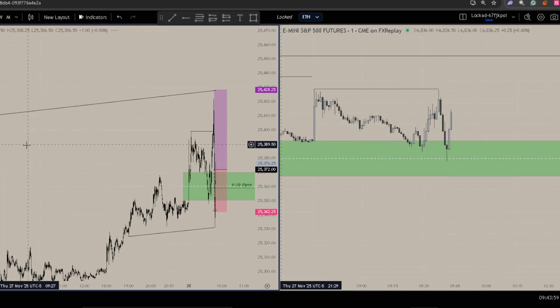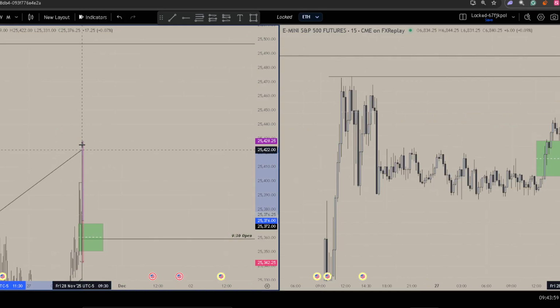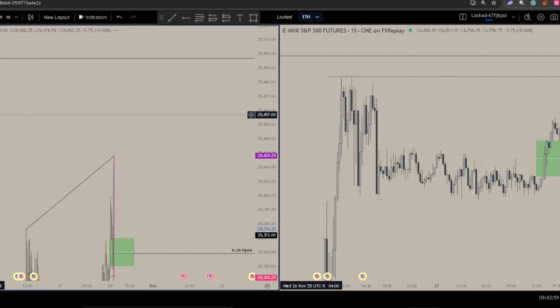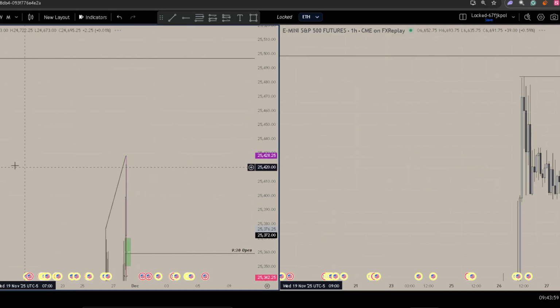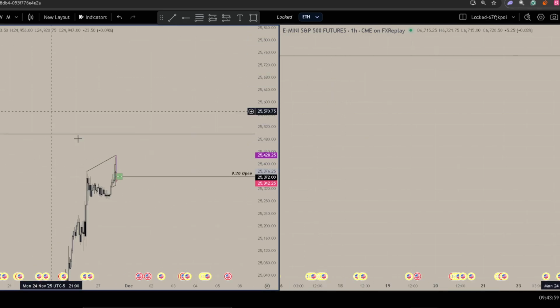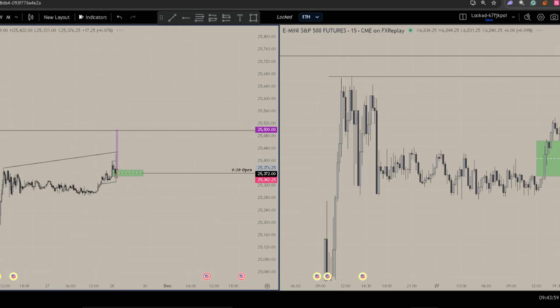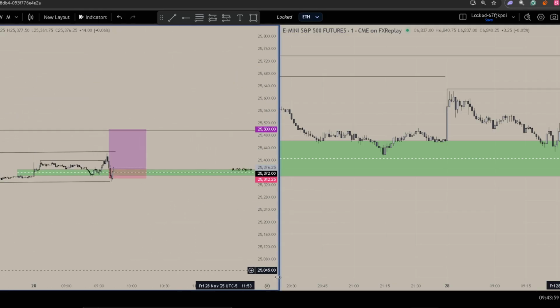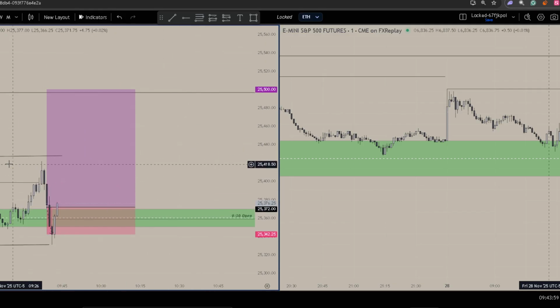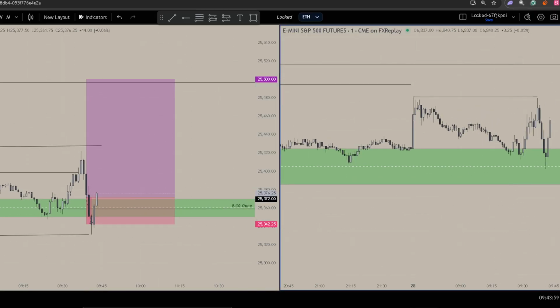Let me see. Wait. What high is that? It's not a high. That's our SMT. Hold on. Next high would be this one right here. So honestly, for Friday, I'm gonna give this a try. It might be a long shot, but I'm gonna give it a try. Let's see if we get this closure.